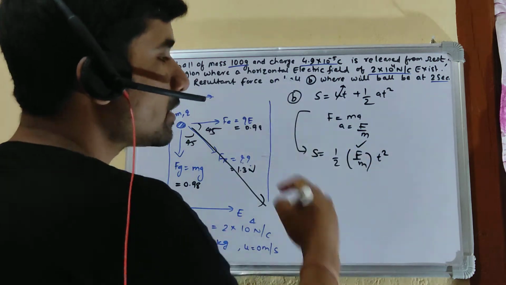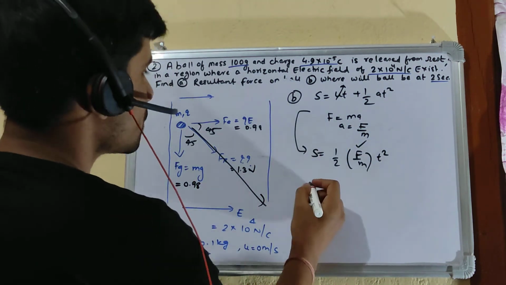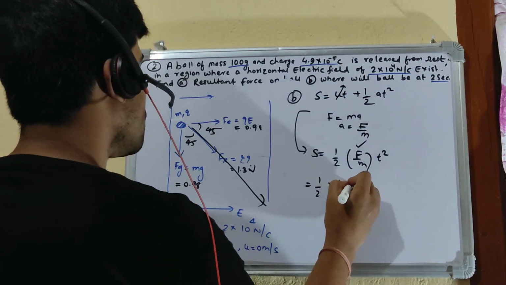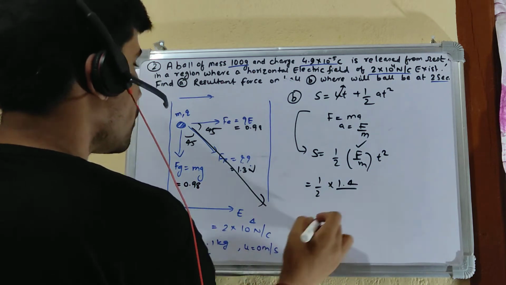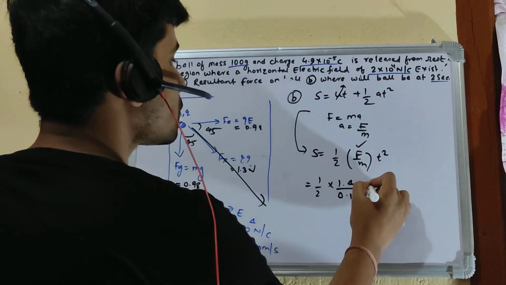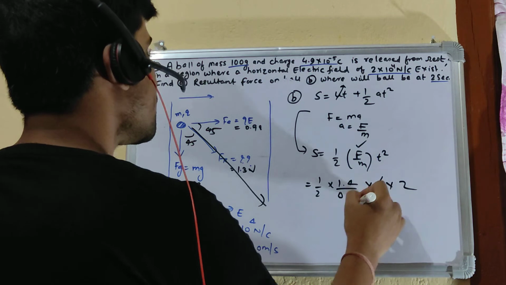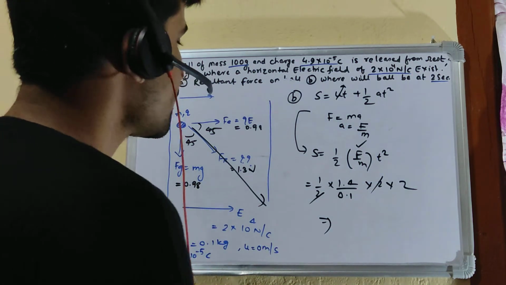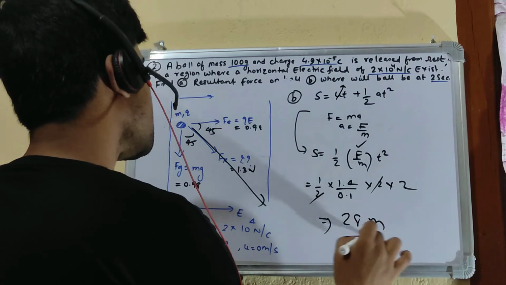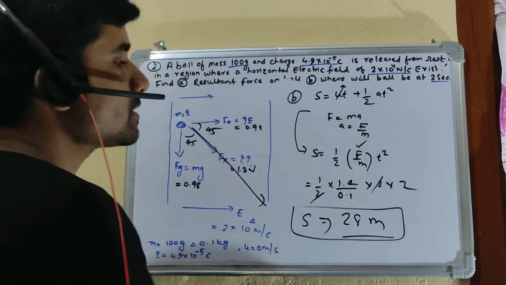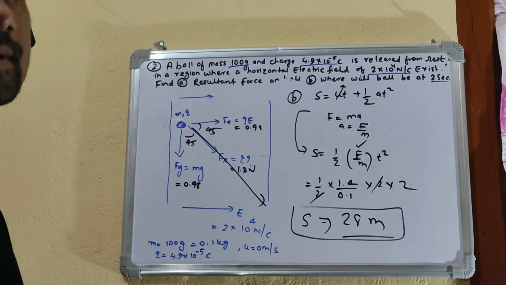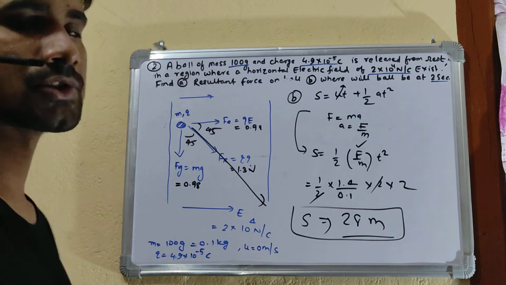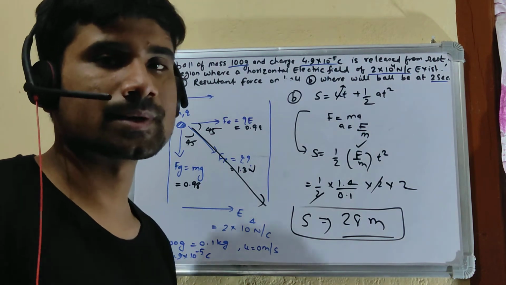F we calculated in the first part of this question. So half into 1.4 by m, which is 0.1, times time, which is 2 into 2, right? So what is the value now? This is 28 meters. So the distance it will cover in 2 seconds is 28 meters, right? This solves this particular question. Let's move to the next one.